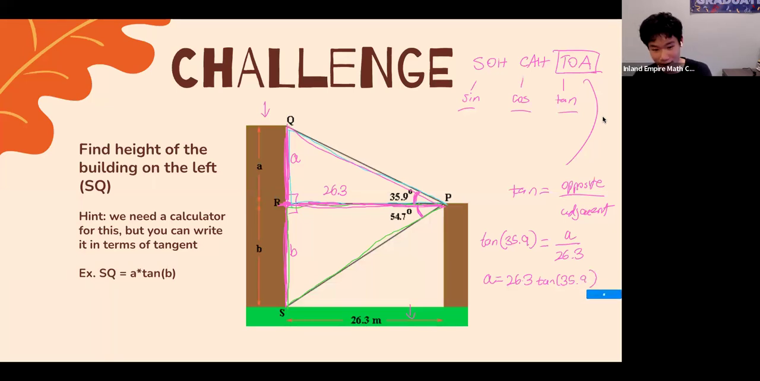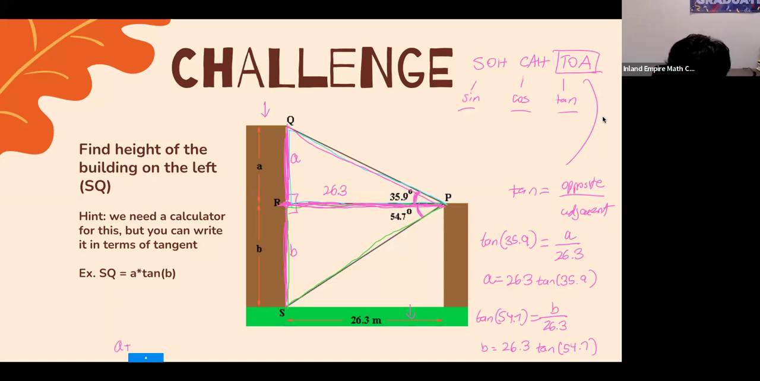Okay, now all we have to do is repeat the exact same steps for B, right? So for B, we know that tangent of 54.7 is the opposite length, which is B, over the adjacent length, which is also 26.3. And so B in this case would be 26.3 times tangent of 54.7 degrees. Okay, so now that we have this information, recall tangent, sine, and cosine, you do need a calculator to solve.